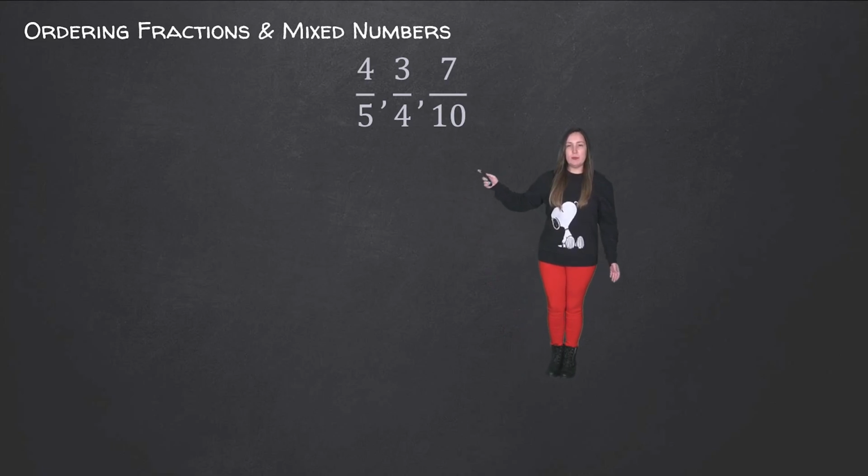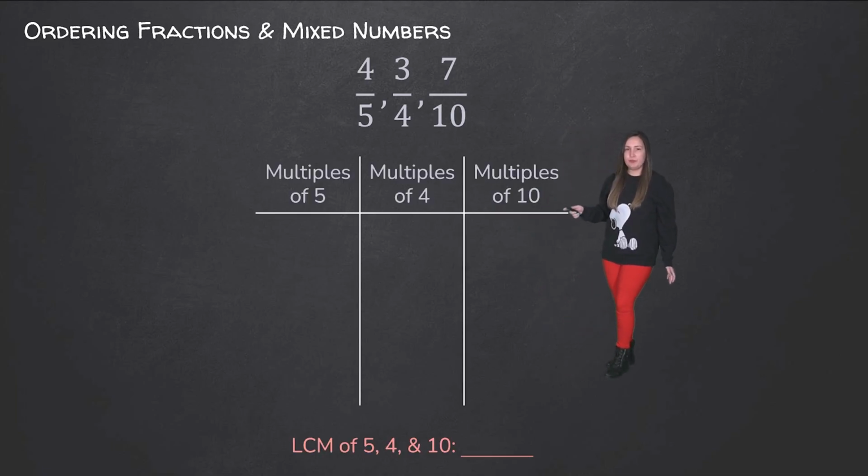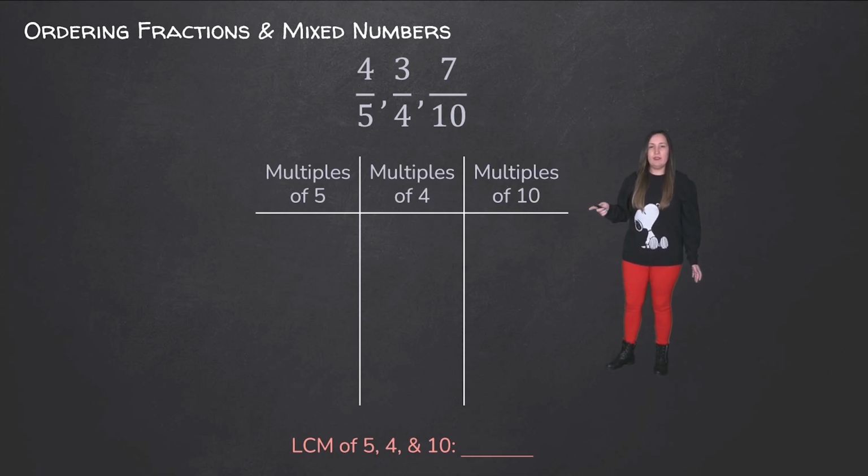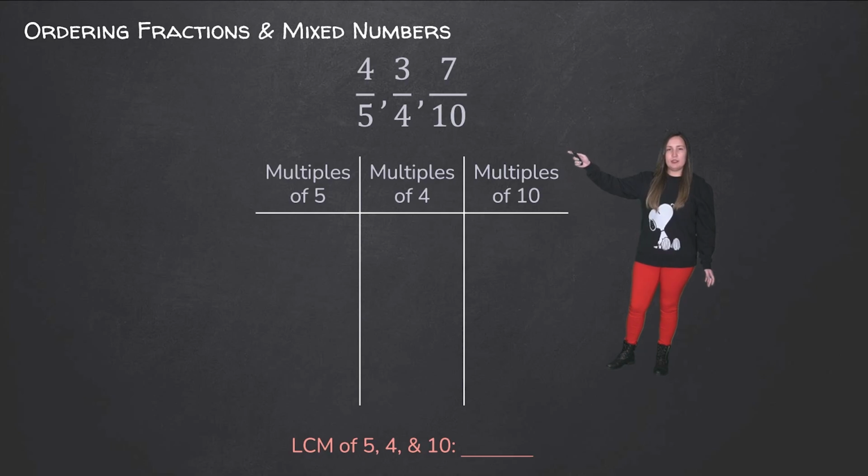So in order to compare these fractions, we have to write equivalent fractions that all have the same denominator to make it easier. In order to do that, we have to find the least common multiple between our denominators, which are 5, 4, and 10.